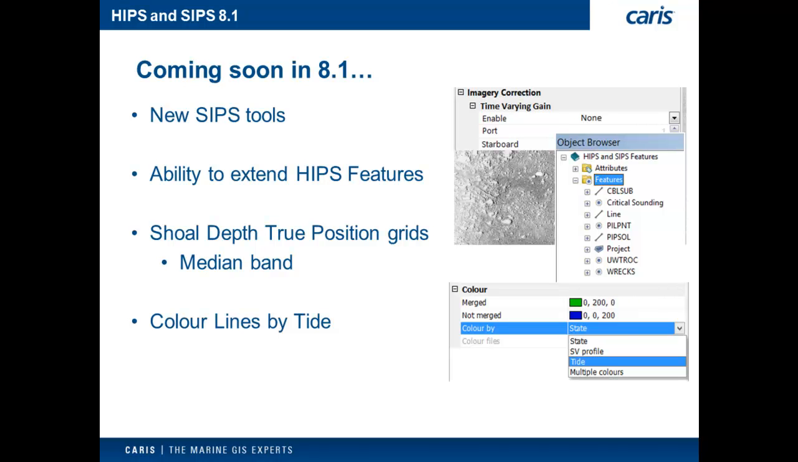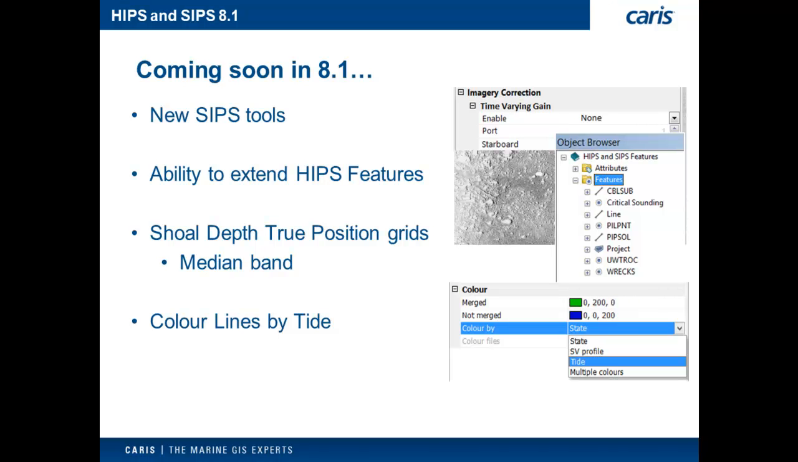Yeah, that's right. We also mentioned earlier that all of the HIPS objects are stored as features in the HIPS file. So in 8.1, you'll be able to extend those features or even add your own. There's a sneak peek in the image on the right under that object browser, but basically you can add your own attributes to the existing HIPS objects, like adding your own critical sounding attributes or adding new side scan contact types through this interface.